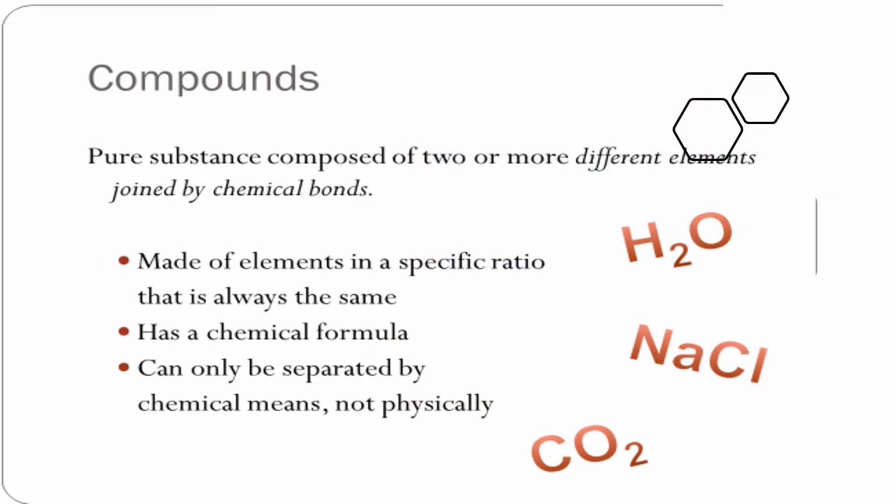Okay, and the compound. The one earlier was the element, and the other one is the compound. A compound is a pure substance composed of two or more different elements joined by chemical bonds. Compounds are made of elements in a specific ratio that is always the same, has a chemical formula, and can only be separated by chemical means, not physically. Examples are H2O, sodium chloride, and carbon dioxide.